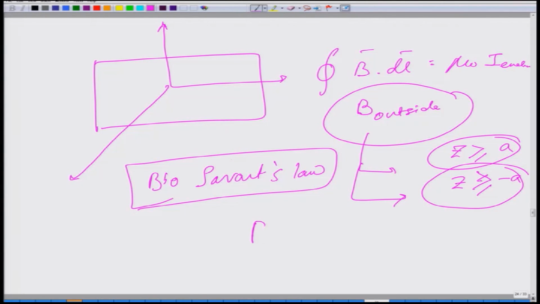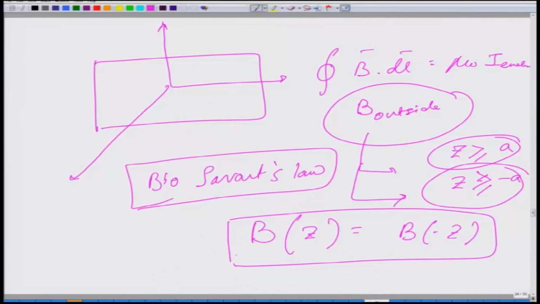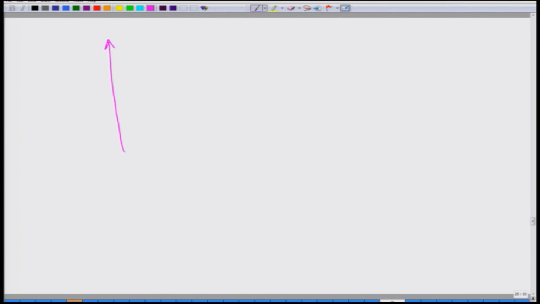You can also see by symmetry that B of z will be B of minus z. Once you find B as a function of height z, then you can plot B as a function of z, and you get a plot which will show you how B changes with z. With this, we finish the hint for assignment number 5. Thank you.